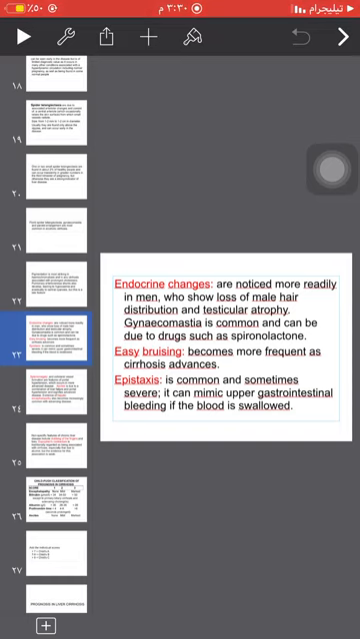Easy bruising becomes more frequent as the cirrhosis advances. ليش؟ لأنه ما عندك coagulation factor، ما عندك coagulation فيصير bleeding, subcutaneous bleeding و bruising. Epistaxis is common and, if severe, can mimic upper gastrointestinal bleeding if blood is swallowed. يعني إذا أنت الدم طلع من خشمك ونزل للمعدة، فمن ممكن أنه ما تقدر تفرقه من ال upper GIT bleeding.